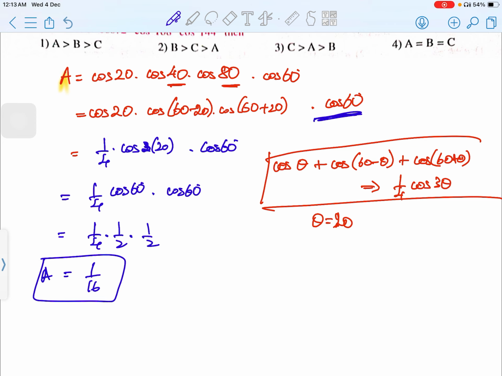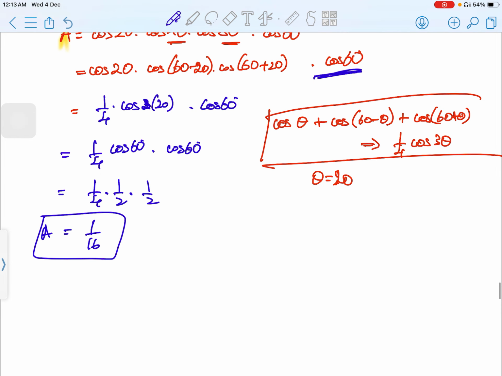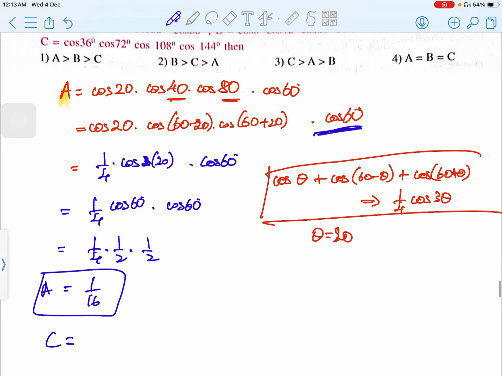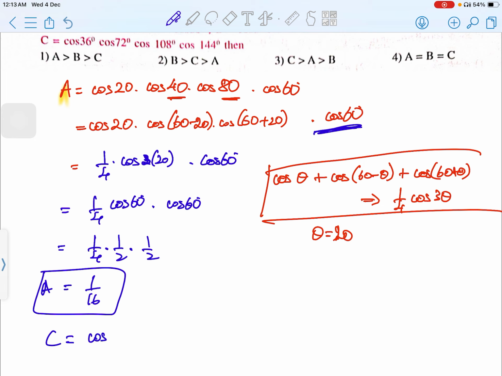Okay, similarly we are going to do it for the c value. Why c? Because c you can easily find by direct values, because 36, 72 and all are very easy, 18 also will be easy. So let me find c. C is cos 36 cos 72 cos 108 cos 144.